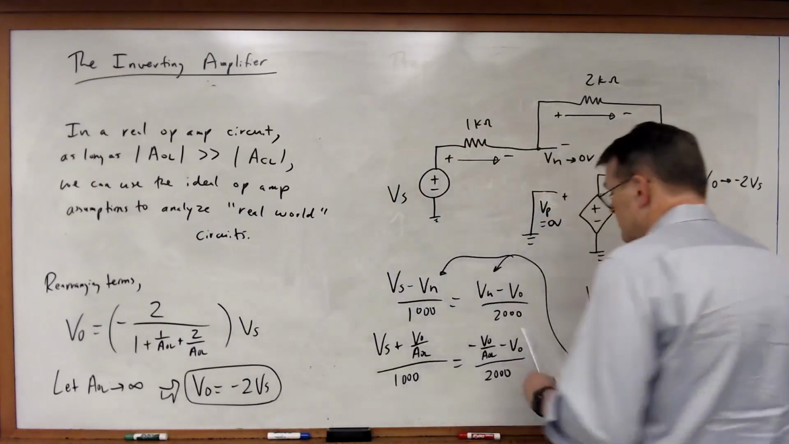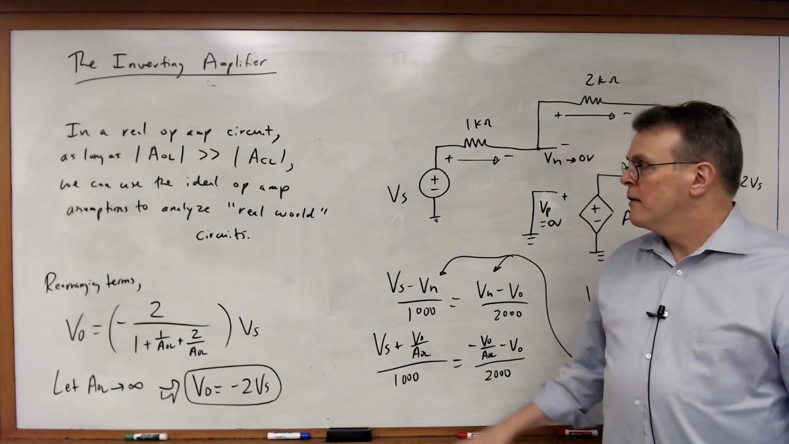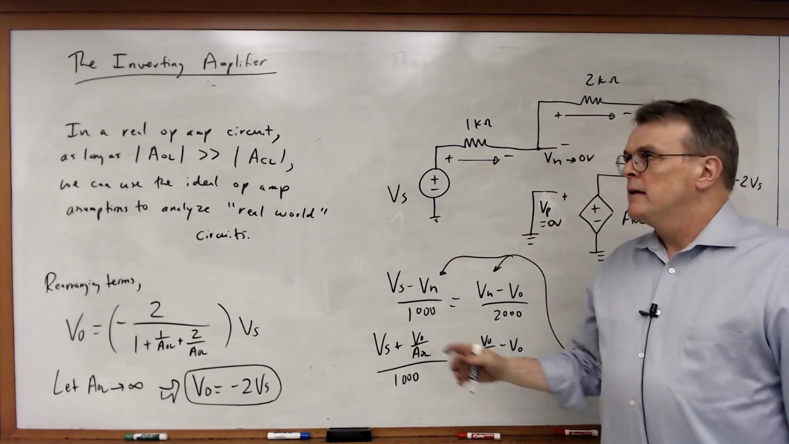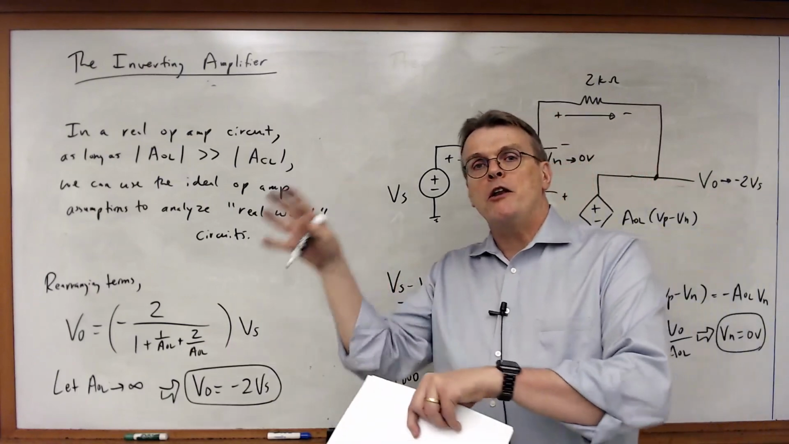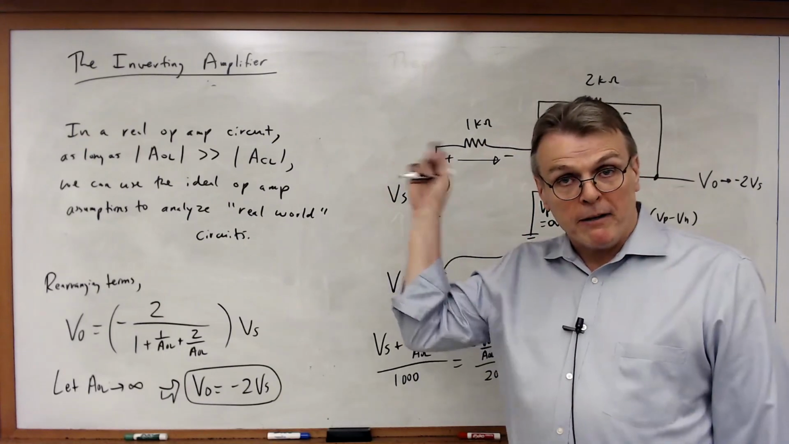Okay? All right. So this is the inverting amplifier. You'll see lots of topologies based on this idea, and we'll look at a few more of them. Next time we'll look at the non-inverting amplifier, which is an interesting variation on this same topology we just analyzed.